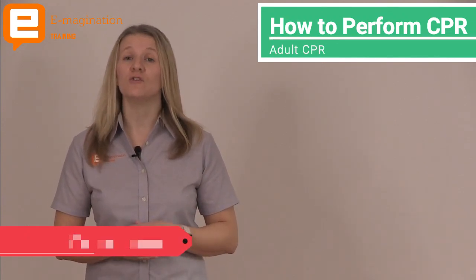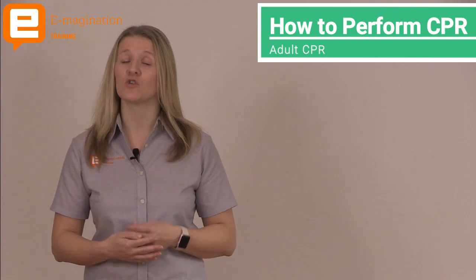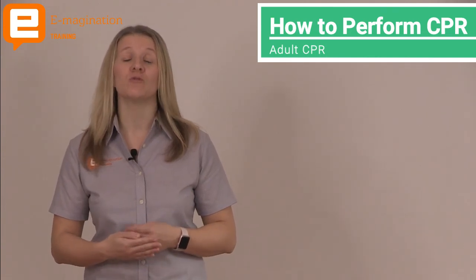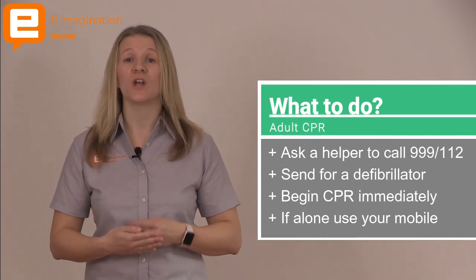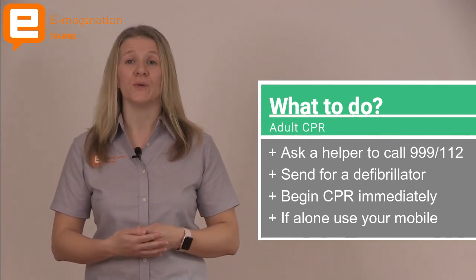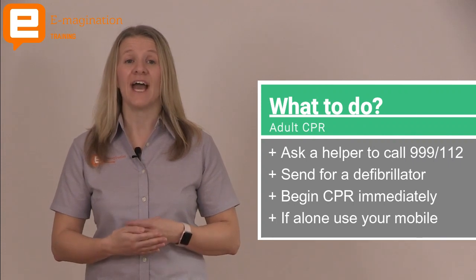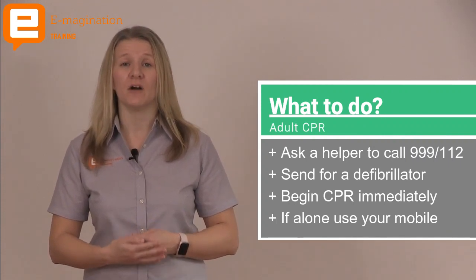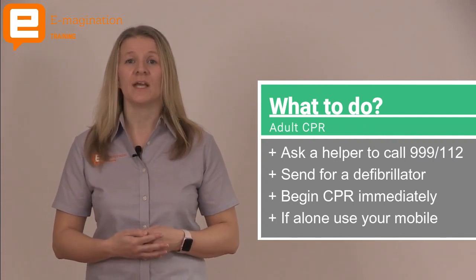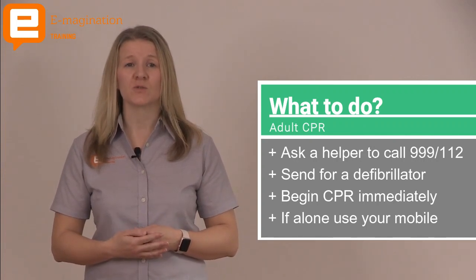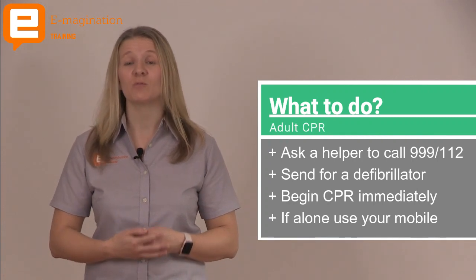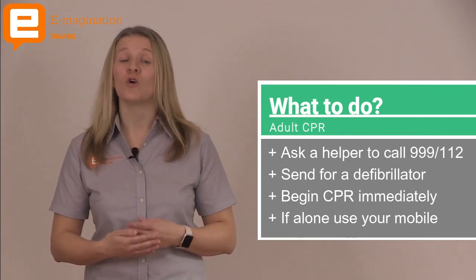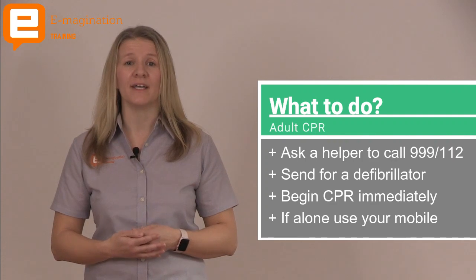Primary survey: you find the casualty is unresponsive and not breathing normally, you will need to call for help. Ask a helper to call 999 or 112 and send for a defibrillator, AED, whilst you begin CPR immediately. If you make the call, stay with the casualty if possible and activate the speaker function on your phone to help communication. If you are on your own and the AED is not nearby, don't leave the casualty, start CPR.